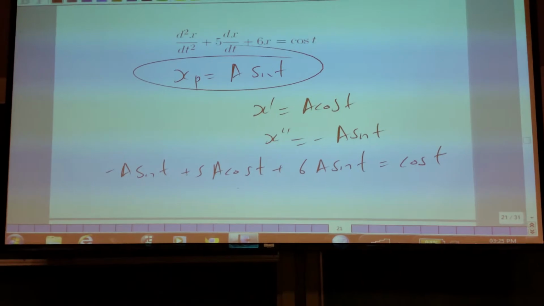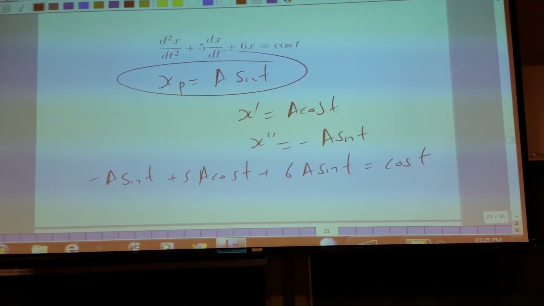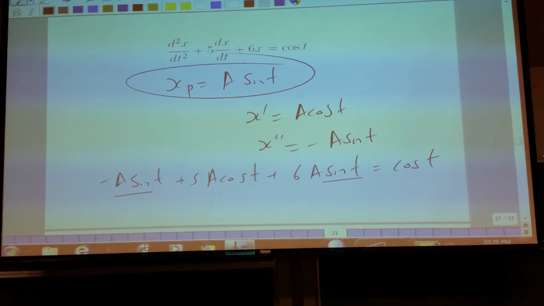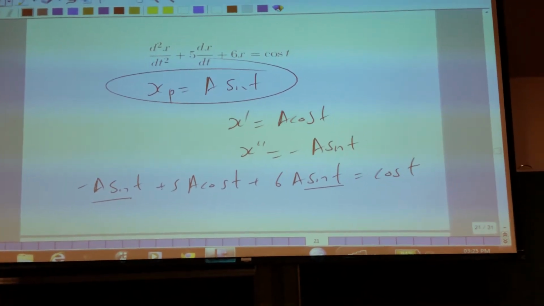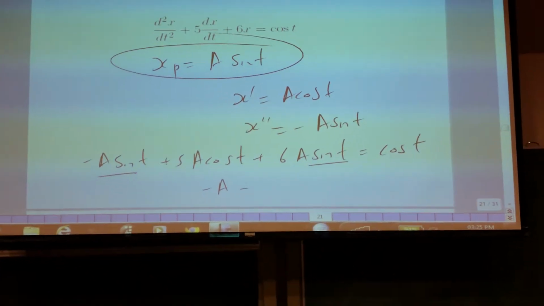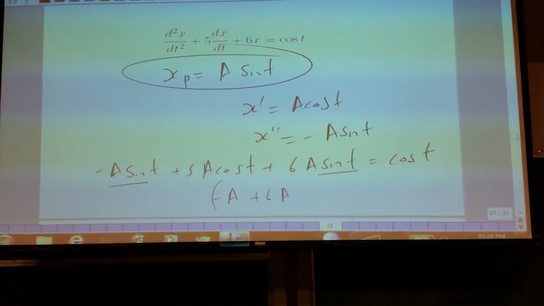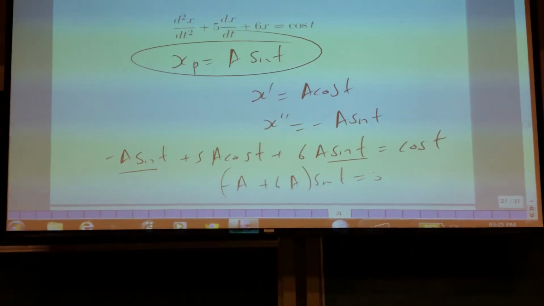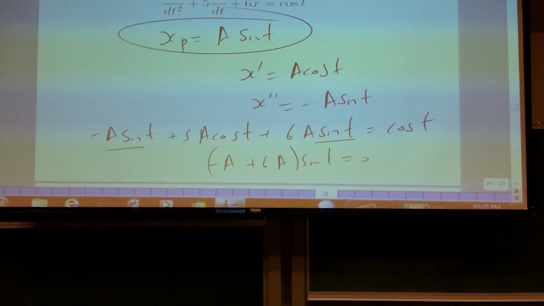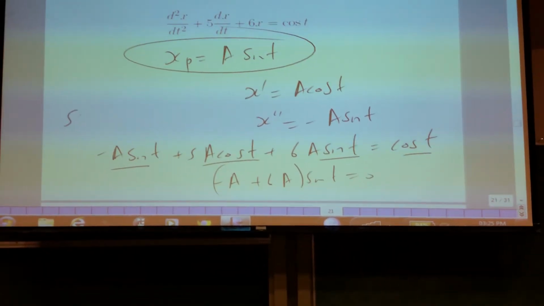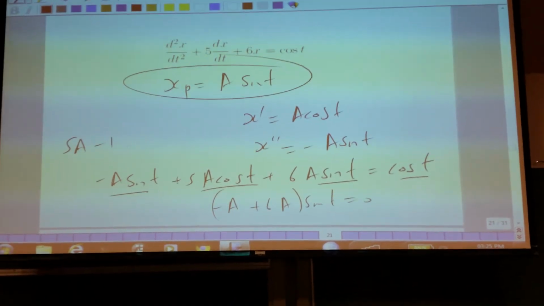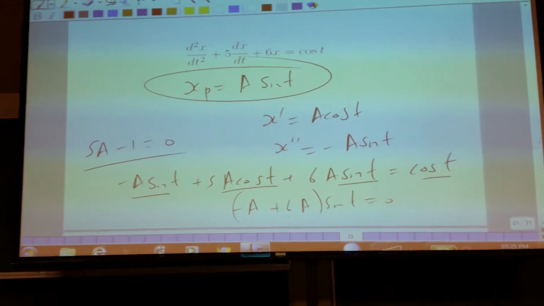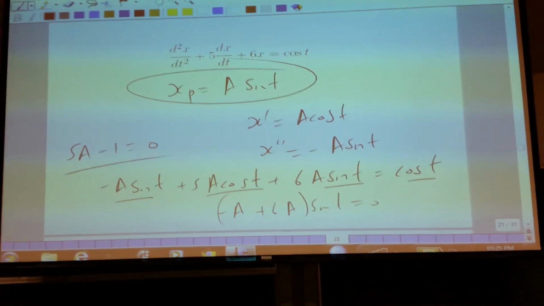Let's collect terms involving sine t and cos t. So there's a sine t over there, there's a sine t over there, so you're going to get something like minus a plus 6a multiplying sine t must be 0. And then you end up with terms involving cos t, 5a minus 1 equals 0. So you can see there's a problem. It still forces a to be 0.